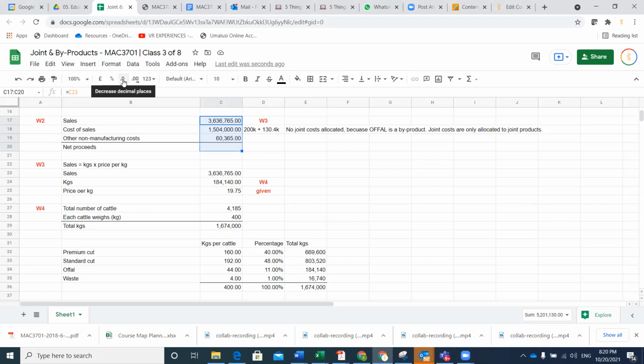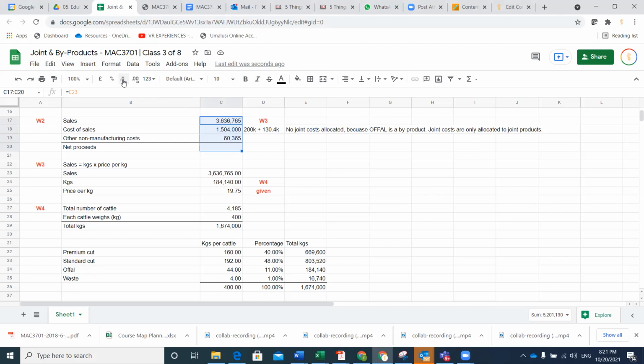How would you get the exact same number? I took 4185, times my 44, which I got 884,914. I times that times my 19.75, and I got 3,636,765. I'm just trying to see how it doesn't make logical sense. Okay, but we can figure that out another time, but I was trying to see how does that make logical.